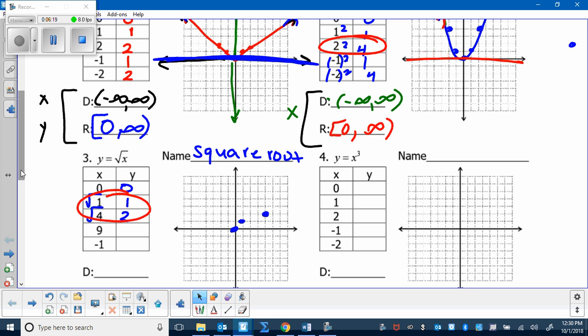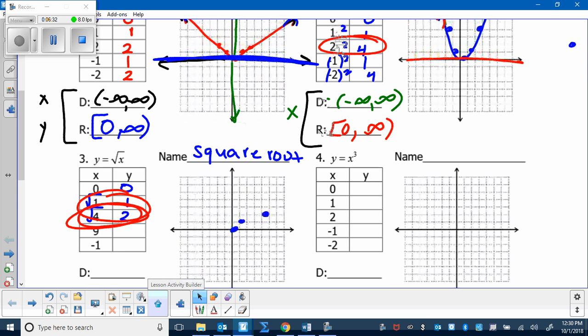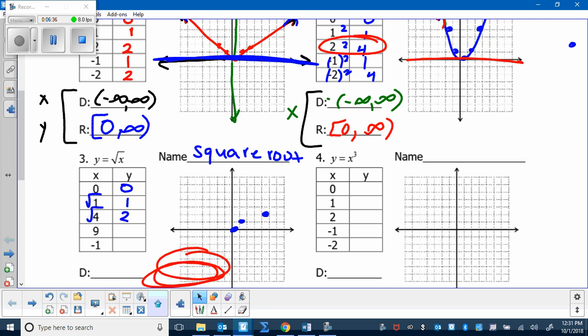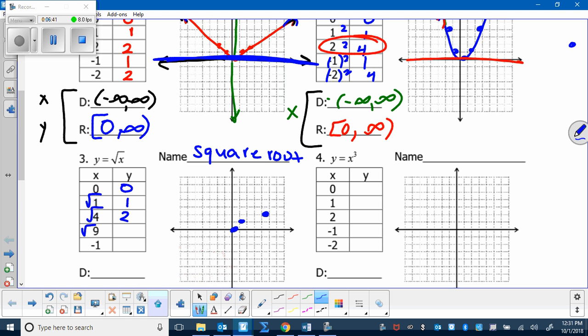So in your quadratic, 2 was paired with 4. And now in your square root, 4 is paired with 2. They have switched locations. Another important point on your square root graph: the square root of 9 is 3, so (9, 3).